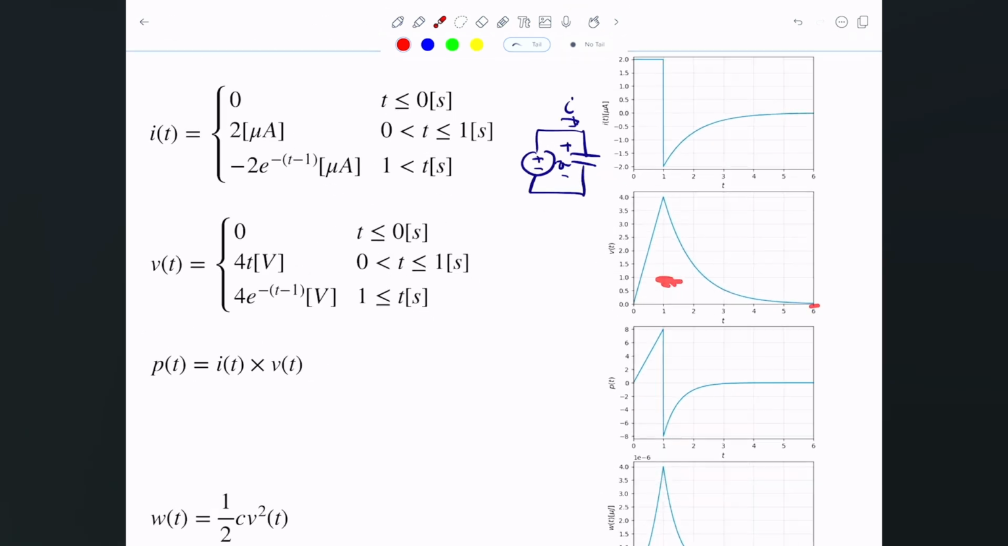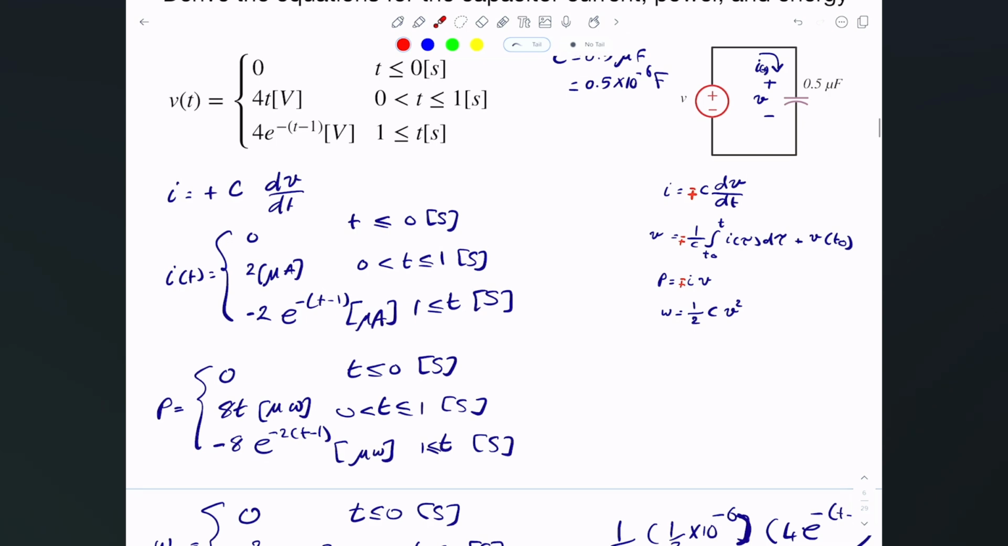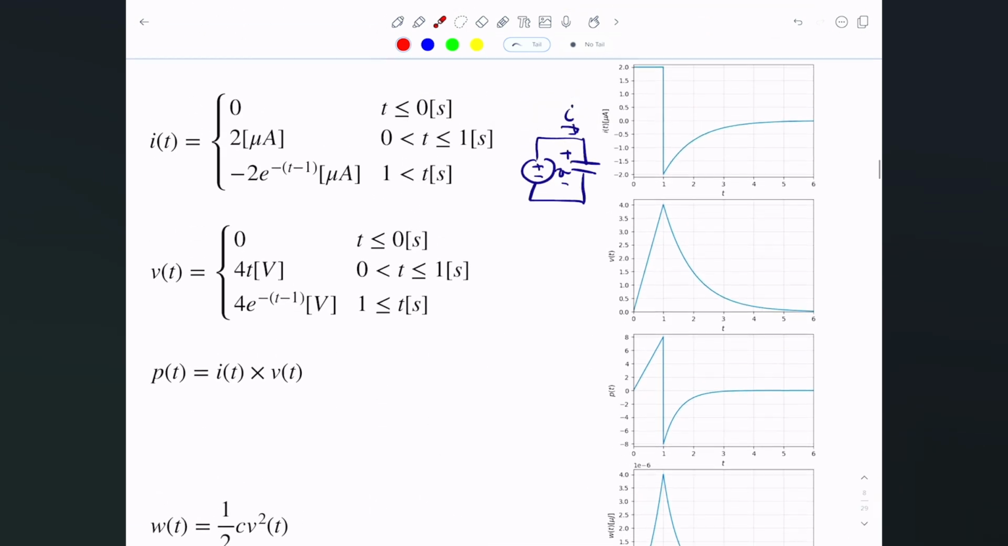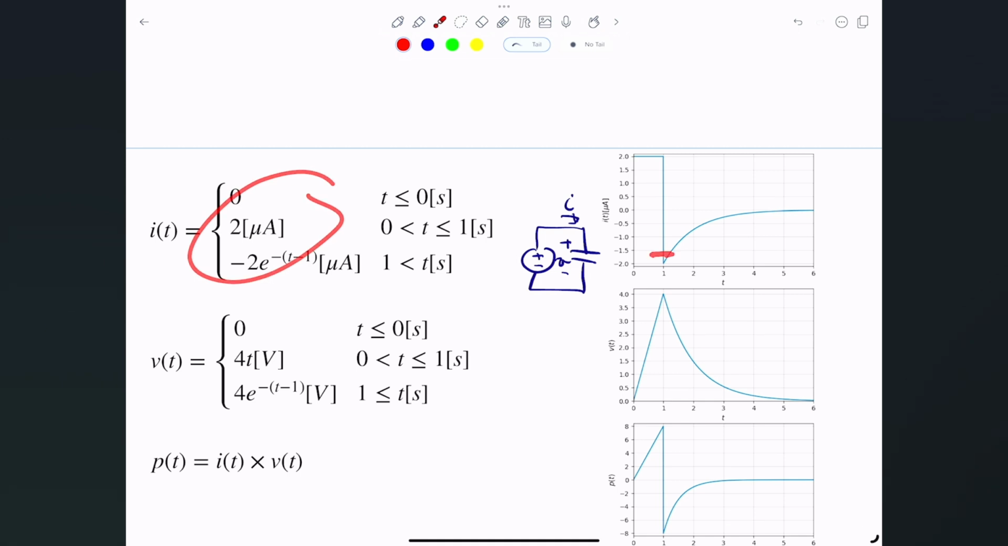We were given this particular equation. Now what we did is we took the derivative of that v and multiplied by c, and what we got is this equation in terms of the current, and this is how it looks. Before 0 it's 0, after 0 the current is 2 microamps. After that there is a sudden jump in the current, and then we have a negative sign, so we have an exponential increase until, of course, at infinity the I is also 0.